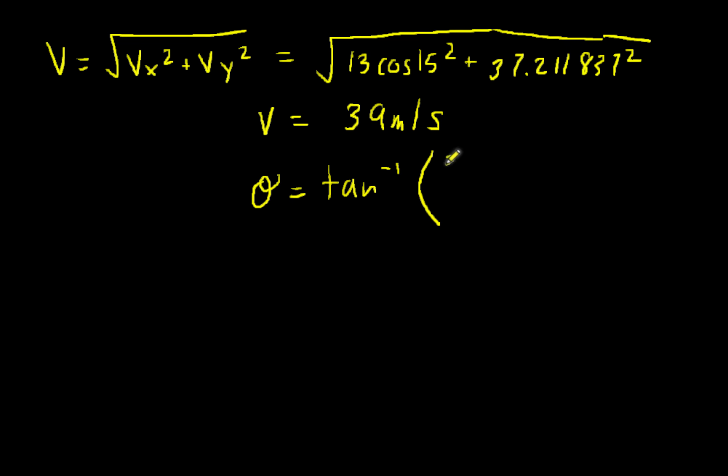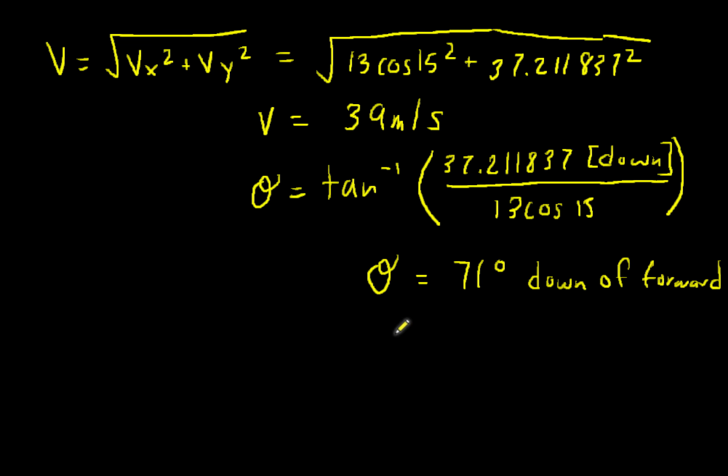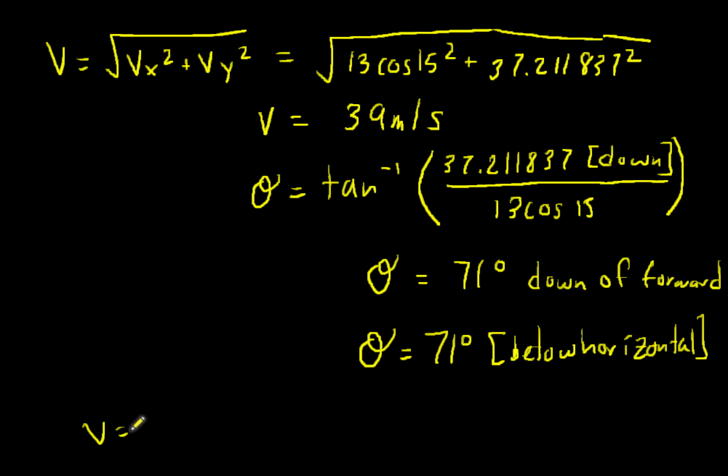The angle is tan negative 1 of Vy over Vx, which is 37.211837 divided by 12.55704, or 13 cos 15, which gives us an angle of 71 degrees down of forward. And since down of forward sounds silly, usually we write this in a different way. It's 71 degrees below the horizontal. So when we're asked what the velocity of the projectile is 30 meters from the ground, we say it's 39 meters per second at 71 degrees below the horizontal.